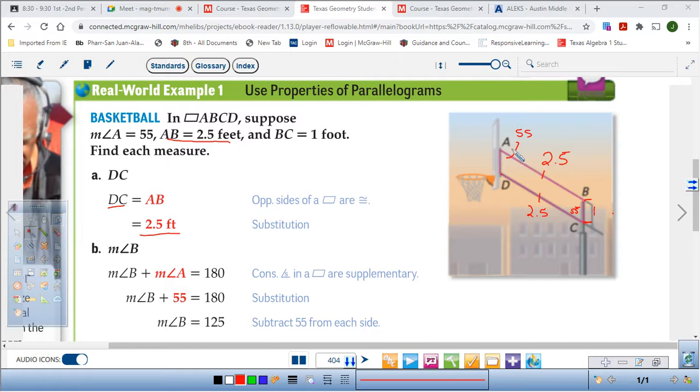So I can set that up. 55 plus angle B is equal to 180. Subtract 55 from both sides, and I'll get angle B to be 125. So we'll go with this one to be right here, 125. And I guess I'll put degrees so we can see that they're angles. Going once, going twice, not too bad.